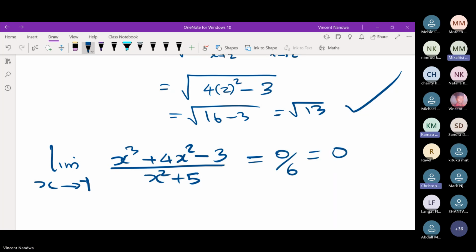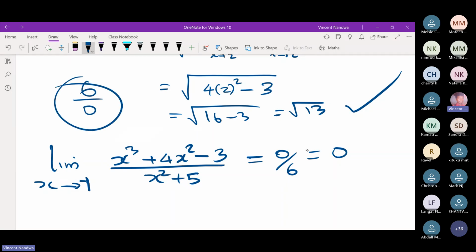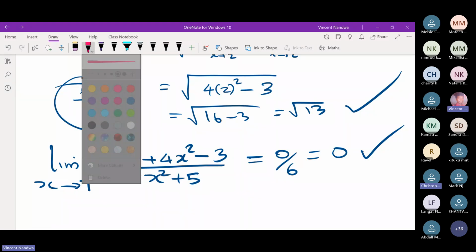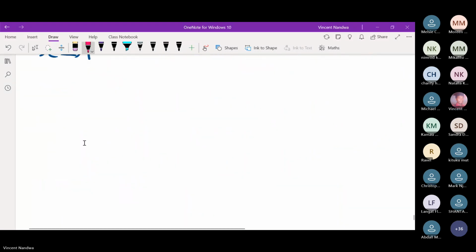Remember, the infinity will be when you have 6 over 0. But when you have 0 in the numerator, there's no problem. So the answer is 0. So confirm that the answer is 0 for that limit. Check that when you work out, you get 0.